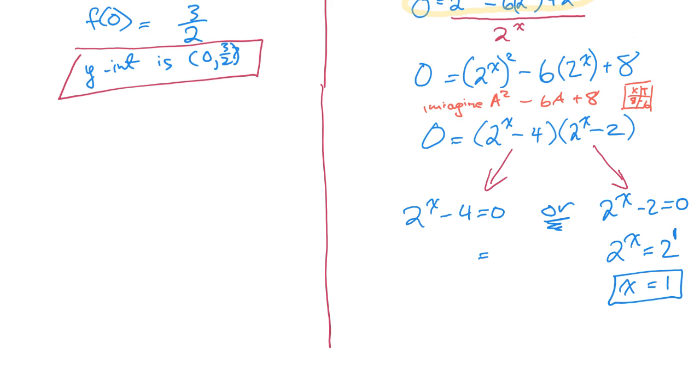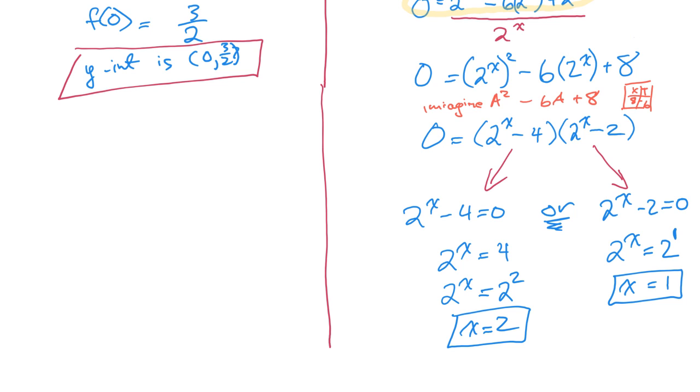So for this other one, we have 4 and 2 to the x. Now, all you have to do is change 4 into some power of 2. So 2 squared is equal to 4. So 2 to the x is equal to 2 squared, which really means x is equal to 2. And there is our final answer.